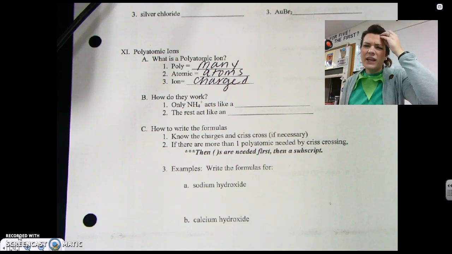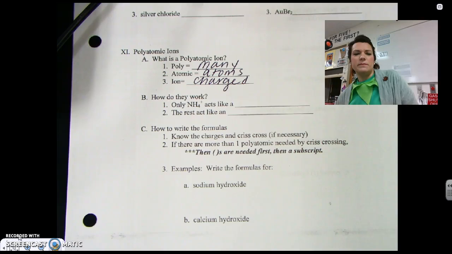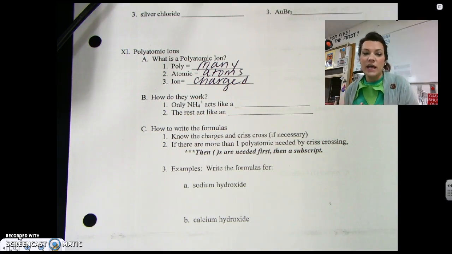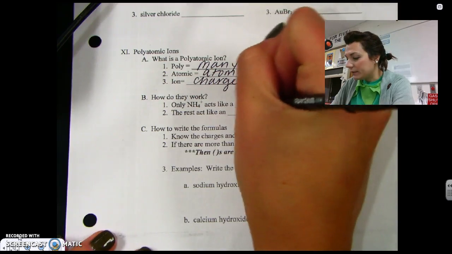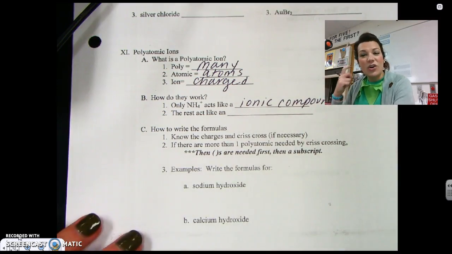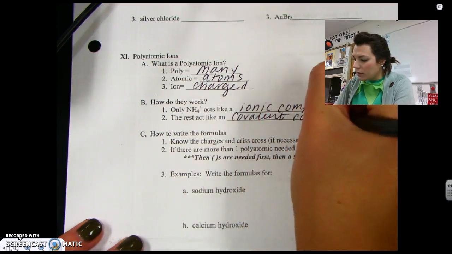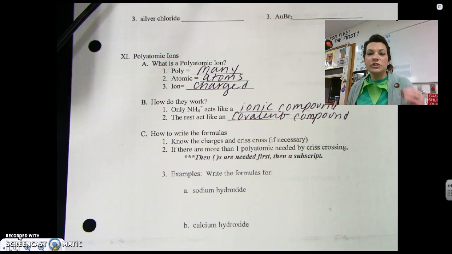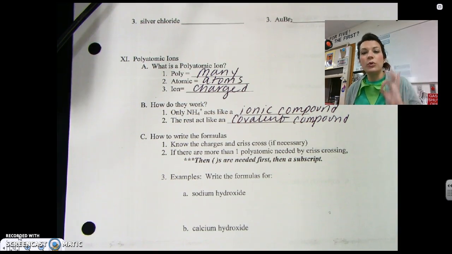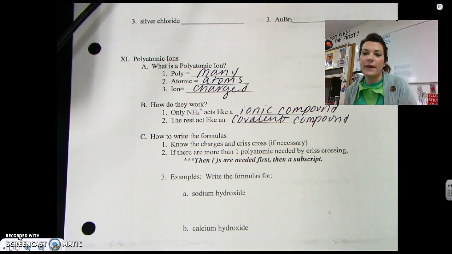Now you may remember covalent bonds, you may not, but I'm just going to say this in case you do remember this. They work because NH4 plus is going to act like an ionic compound, but the rest of it is going to act like a covalent compound, meaning the nitrogen is actually bonded to 4 hydrogens and has lost an electron from that covalent bond, okay? And we'll talk a little bit more about that in class.